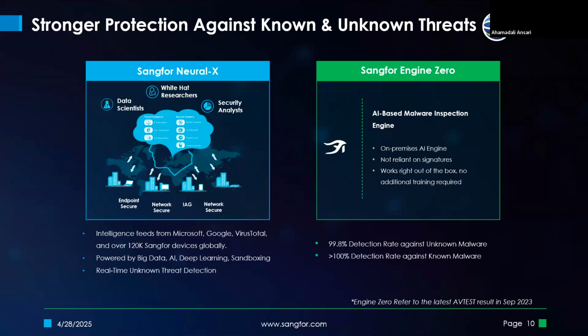Mostly the real-time unknown threat detections can be done with the help of our threat intel, while Engine Zero helps you not rely just on the signature set, and gives you an additional helping hand in detecting unknown malware. So the detection rates of known and unknown malware are near 100% with the help of Engine Zero.